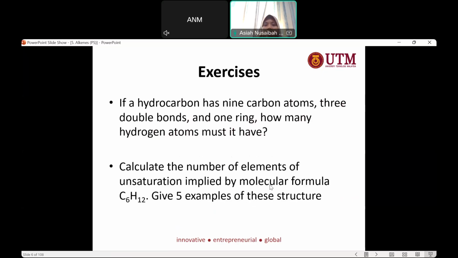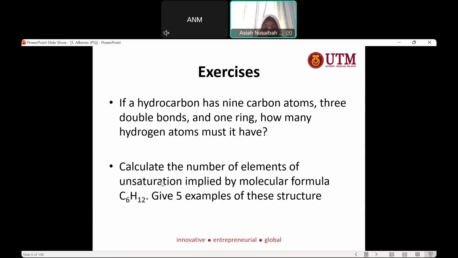Okay, let's see some exercises to practice that formula. So first exercise, if a hydrocarbon has 9 carbon atoms, so C9, 3 double bonds and 1 ring, how many hydrogen atoms must it have? Okay, so that's the first question. And the next question is, calculate the number of elements of unsaturation.